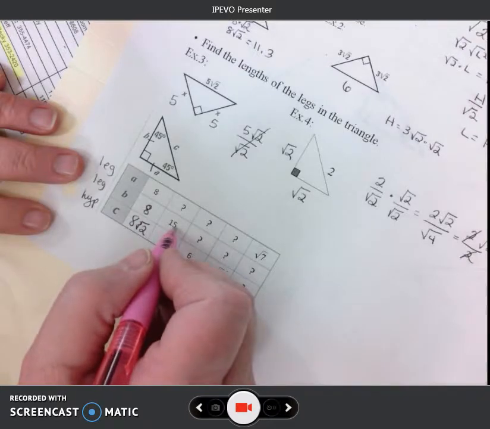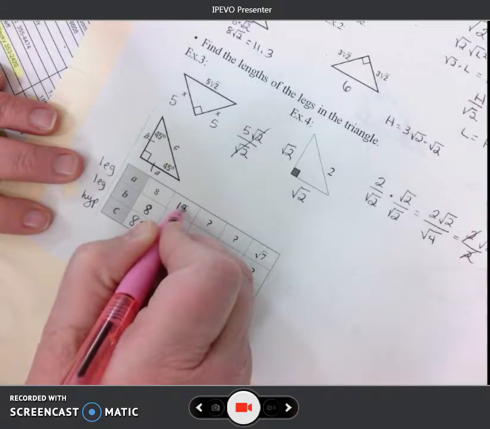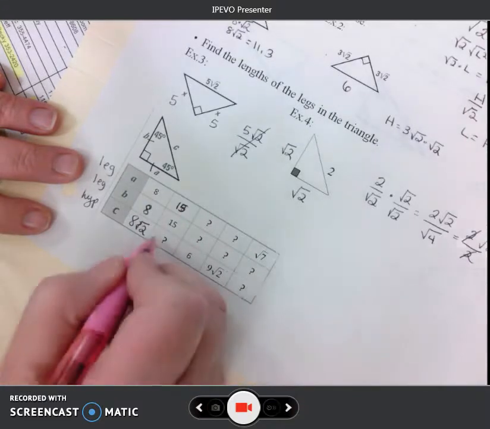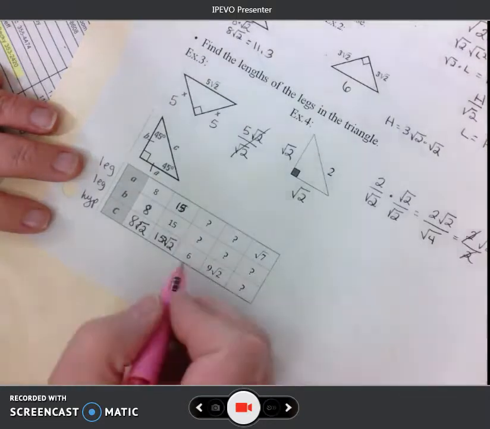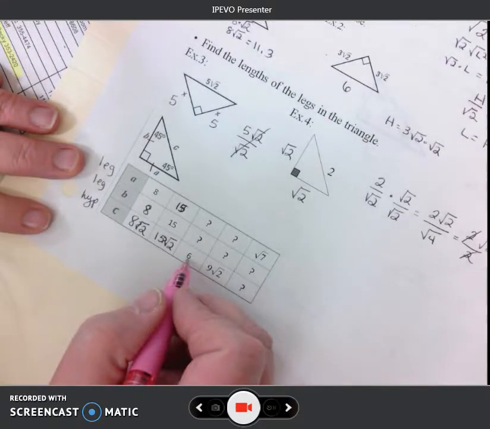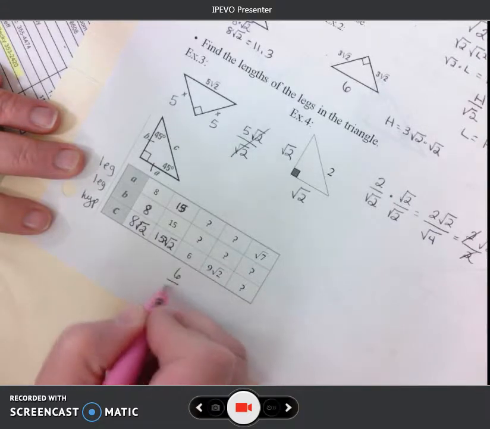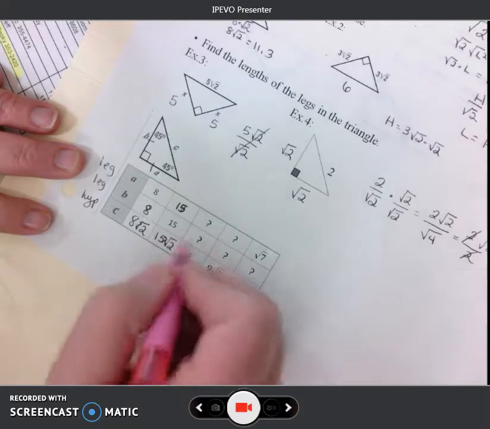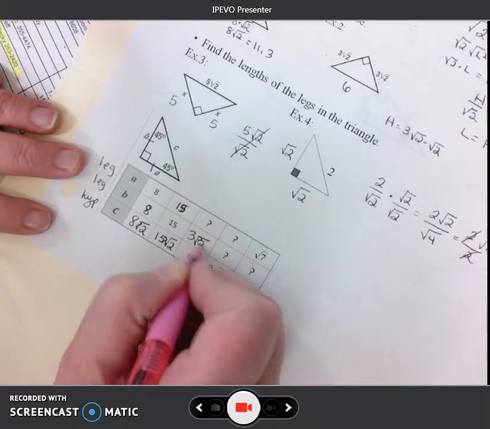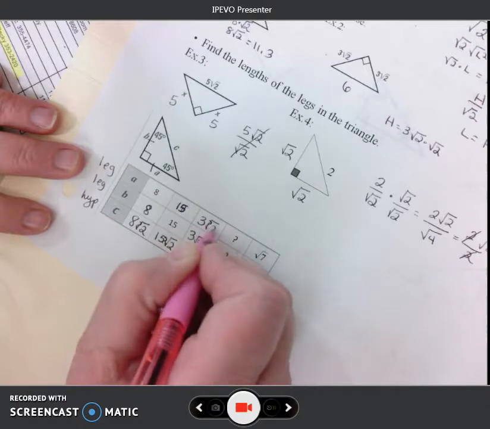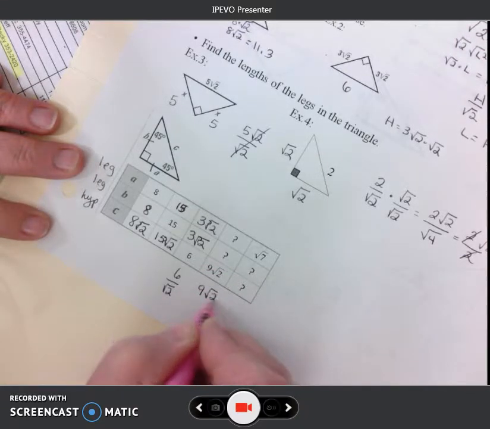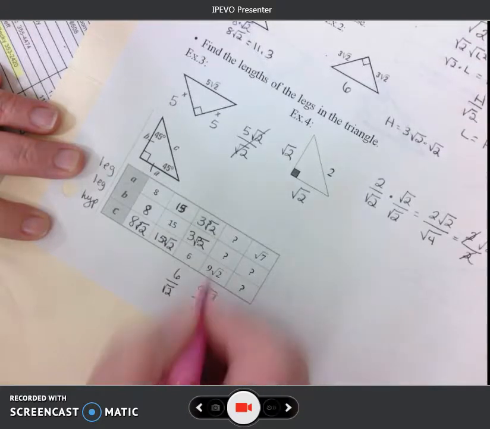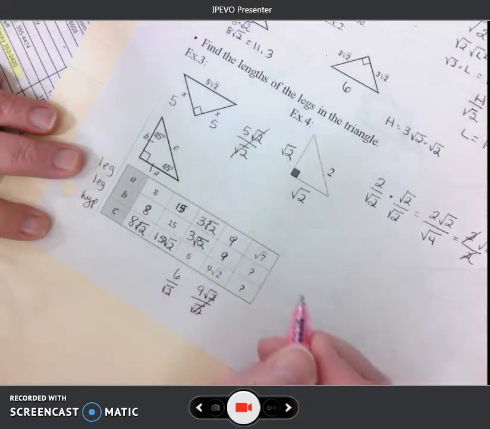In the next one, we have a leg of 15, which means that side A would also be 15, and our hypotenuse would be 15 square root of 2. In our next example, C, which is the hypotenuse, is 6. So to get the leg, we divide by the square root of 2. We put that in our calculator and get 3 square root of 2. In our next column, the hypotenuse is 9 square root of 2, so I would take 9 square root of 2 and divide by the square root of 2. That gives me that my 2 legs are 9.